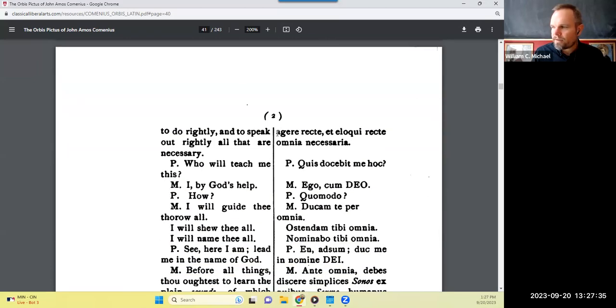Then he goes on in the second page here, agere recte. So here's the second thing, agere recte. And agere is translated to do. Now, if you take this stem agere, we can think of an English word like agile, right? Or agility. What do you think agile means in English? If agere means to do in Latin, what does agile mean?